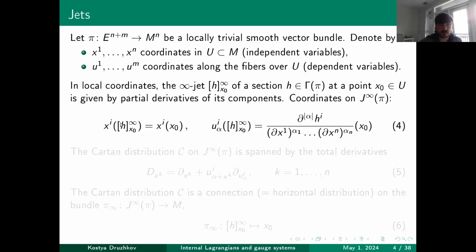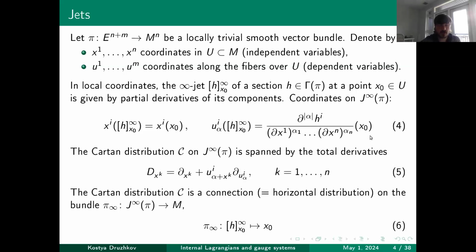Here we have the infinite jet of some section at a point x0, and the coordinate xi is just the coordinate of this point x0. Besides, we have some additional coordinates u_i^alpha. Alpha is a multi-index, and these coordinates are given by the corresponding partial derivatives. It's convenient to treat alpha as a formal sum, like alpha 1 x1 plus alpha 2 x2, etc. But still, these are just adapted coordinates, given by partial derivatives. The main structure on jets is the Cartan distribution. The Cartan distribution is spanned by the total derivatives. Total derivatives are written in formula 5.